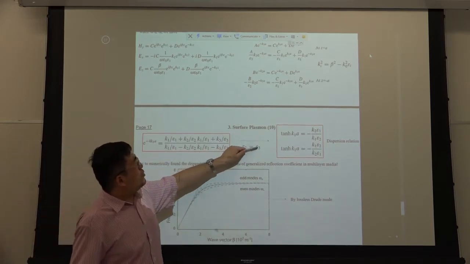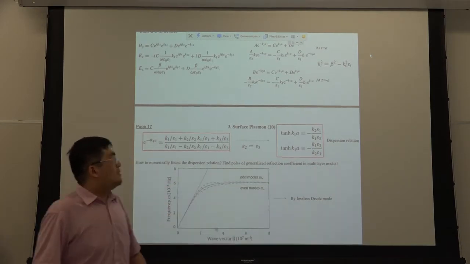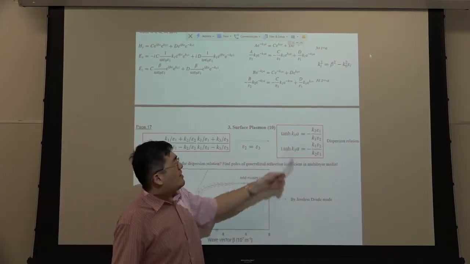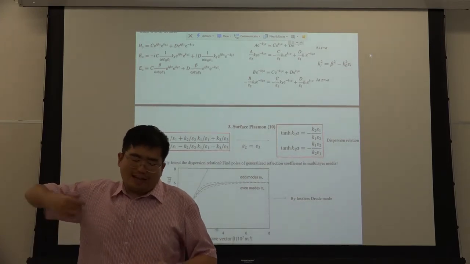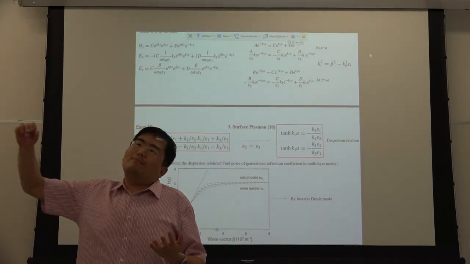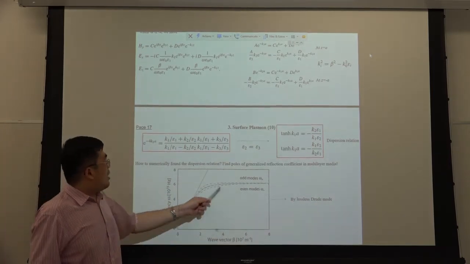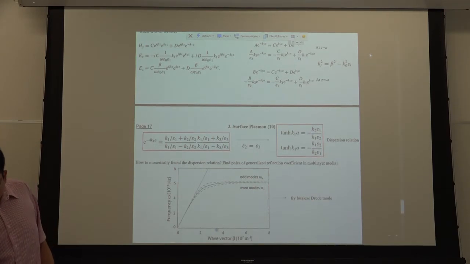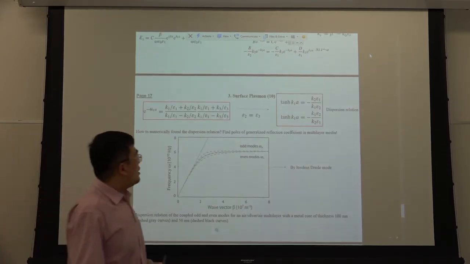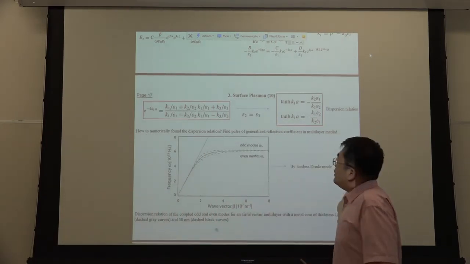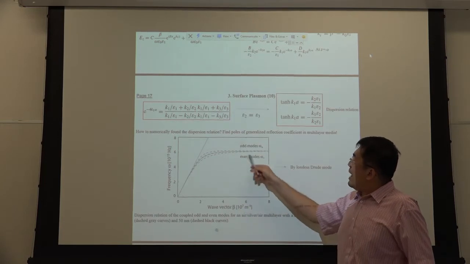When epsilon 2 equals epsilon 3, you get this dispersion relation. This dispersion relation cannot be solved analytically. You should solve it using MATLAB code, because this is a transcendental equation. But when you solve this, this is a reference book by Maier, M-A-I-E-R. He solved this, and it's interesting. It has odd mode and even mode.